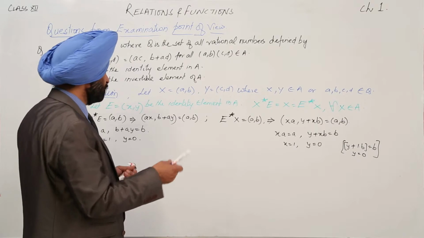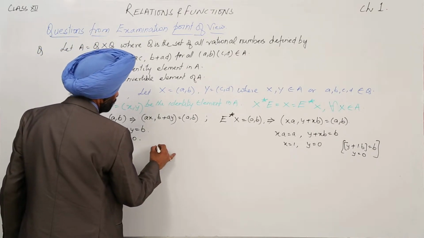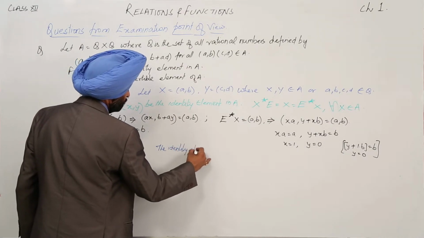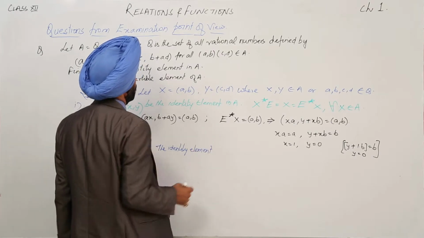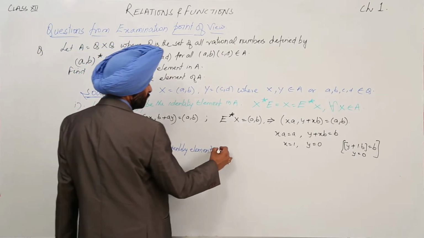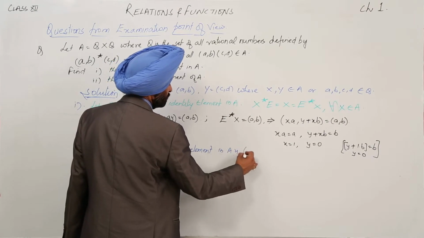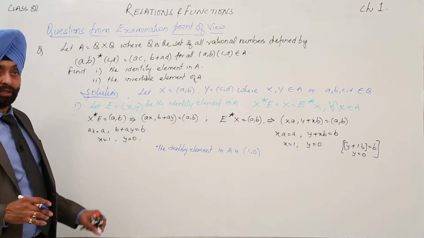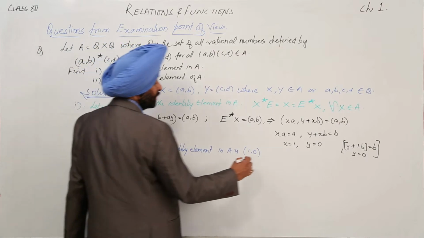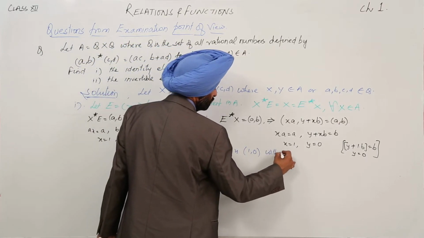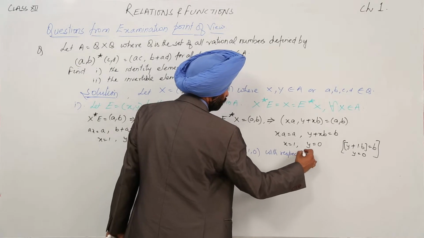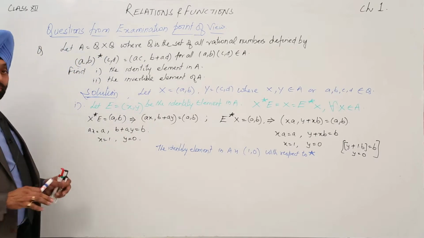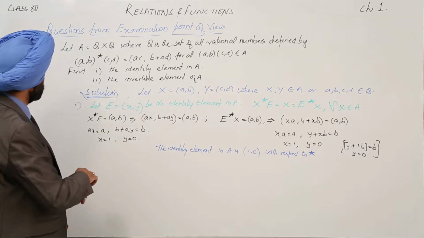So we can write it now, the identity element in A is (1, 0) with respect to binary operation star. Okay, so now the first part is over. Now let's move to the second part.